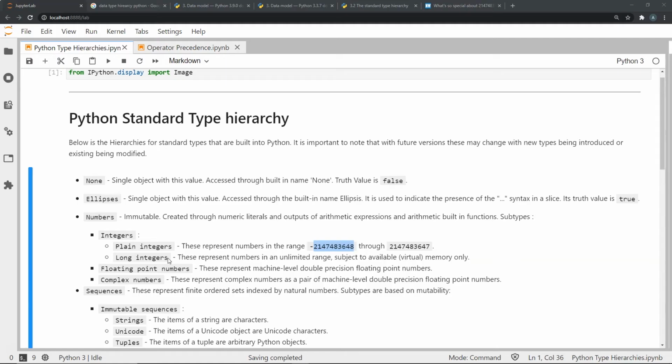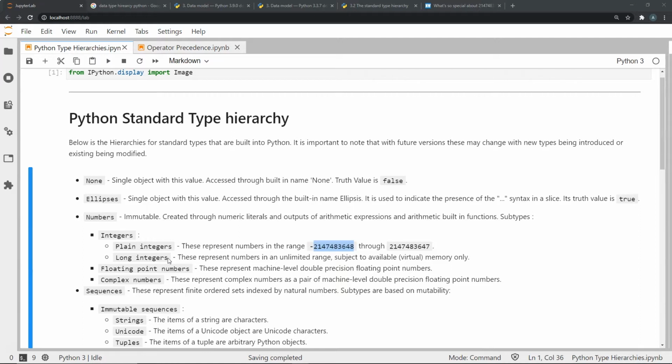So let's begin. The first type is the None type. It's accessed through the built-in name None. Its truth value is false. It's returned as the value for functions that don't really return anything. So if you have an expression or a function that returns no particular value, you actually get a data type called None. That is how Python interprets it.